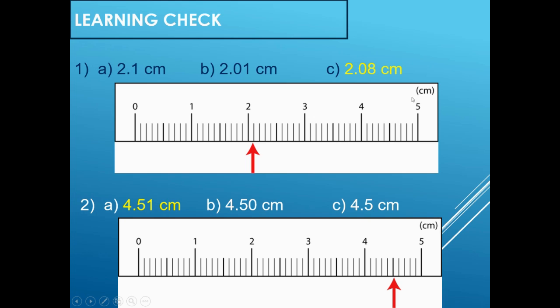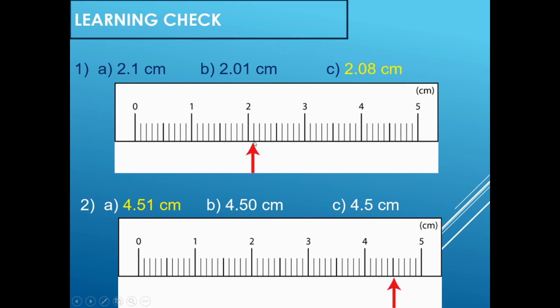So here's what we know. We know for certain that measurement is past 2. We also know for certain that it does not get to 0.1. So this is 2, this would be 0.1, 0.2, 0.3, 0.4. So we know that it is 2, not 0.1. So our certain measurements here are 2.0.